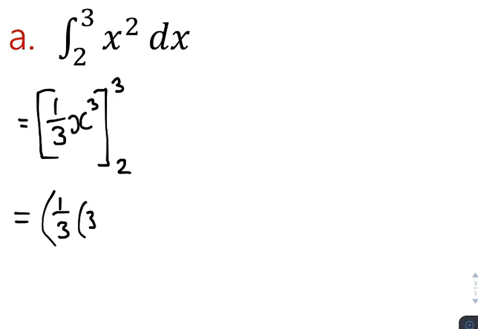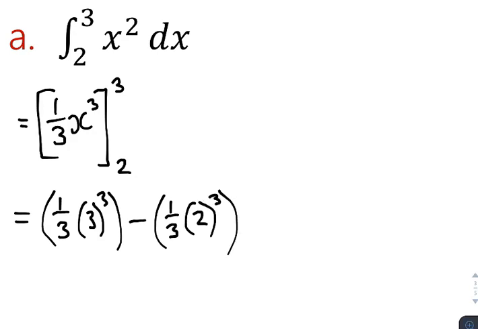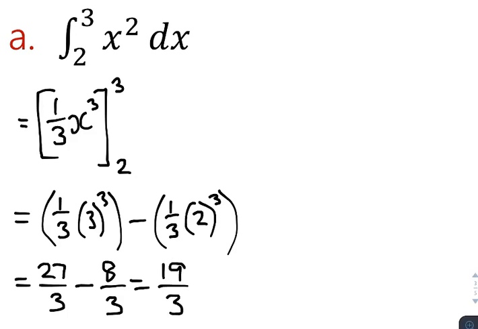Our next step is to substitute in our upper limit and our lower limit. So we're going to get 1/3 3 cubed, and we're going to minus from that 1/3 2 cubed. We then just simplify this. So 3 cubed is 27, so 27 on 3. Minus 2 cubed is 8, so minus 8 on 3. Simplifying that just one step, and we're going to get 19 on 3 as our end answer.